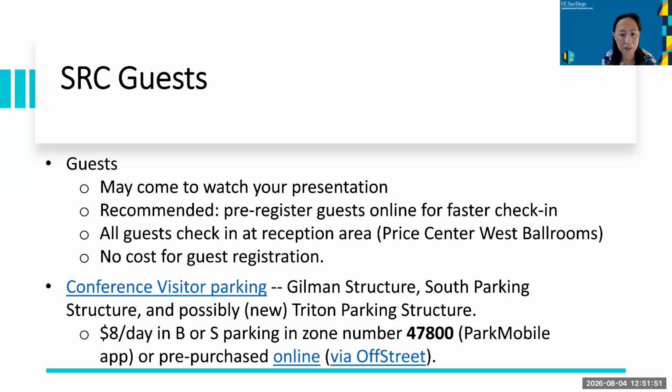Next. There is parking available on campus, but it is something they will have to pay for. For conference visitor parking, there is a special code to use through either the app Park Mobile, or you can pre-purchase it online through something called Off Street. If you're going to have your guests park, there are a few different structures they can consider. If you're familiar with the UCSD campus, Gilman parking structure is probably the most popular one. It is the nearby one, but there may also be limited parking there.